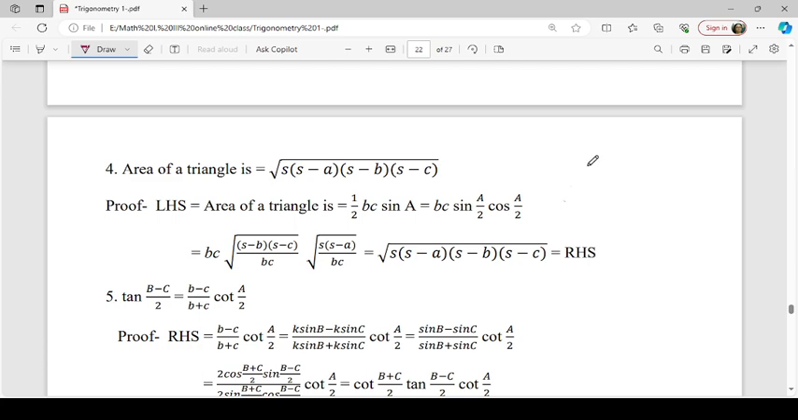B, we consider b as the base. So this is b, this is c. So b is the base, the altitude will be this one. This is angle A, so the altitude is c sine A. This is the altitude, this is the base, half.